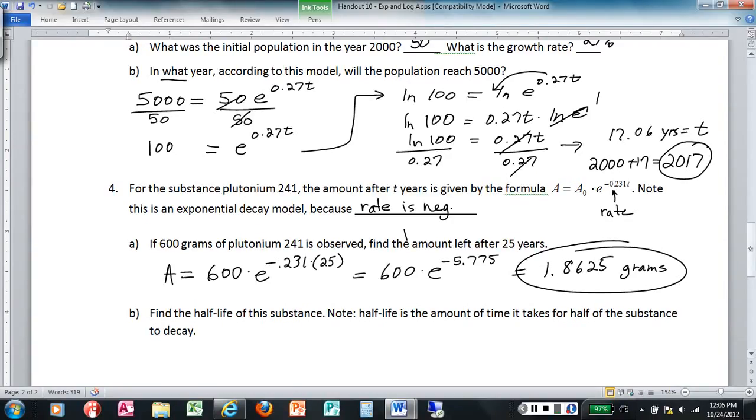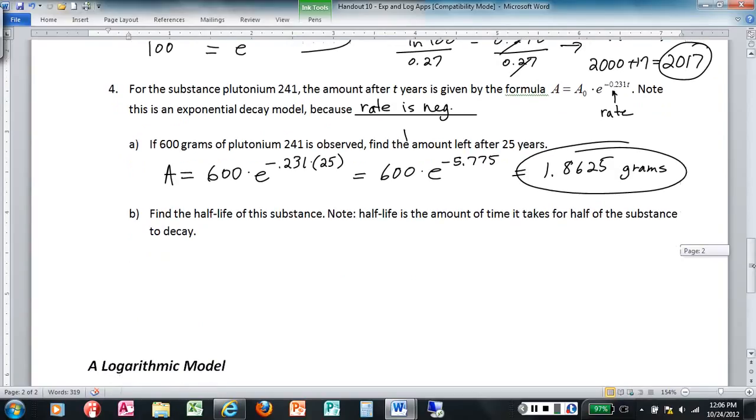All right. B, here's what we want to know in B. Find the half-life of this substance. I'll give you the definition here. Definition of half-life is the amount of time it takes for half of the substance to decay. So a half-life is a time. I'm looking for a time here, t. See if we can figure this out.